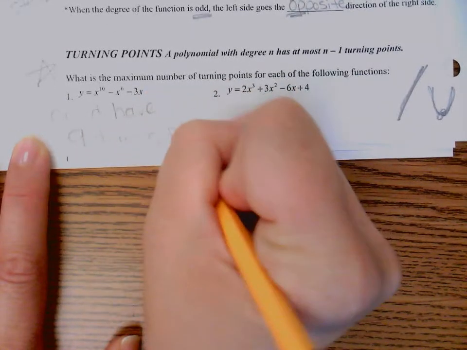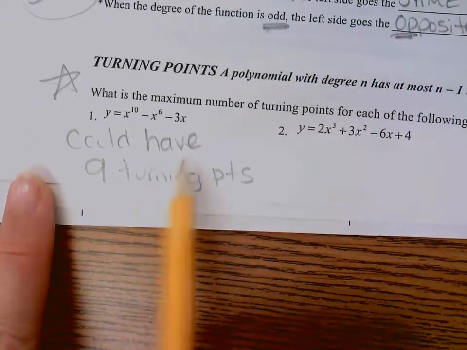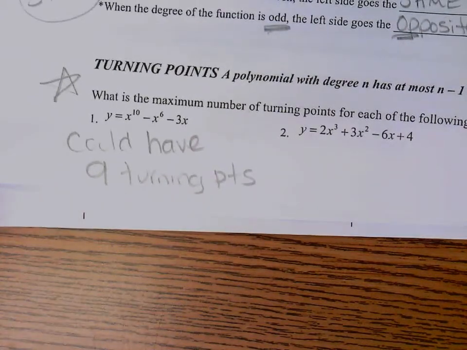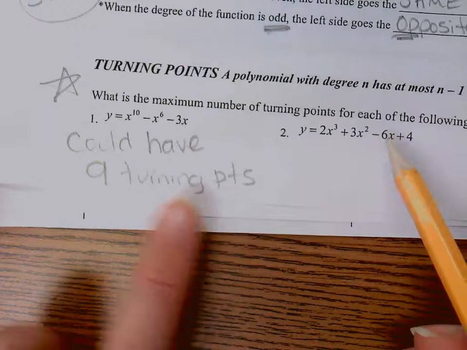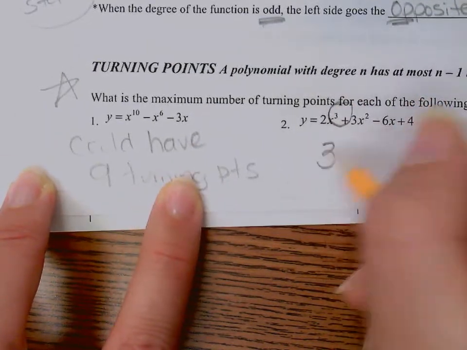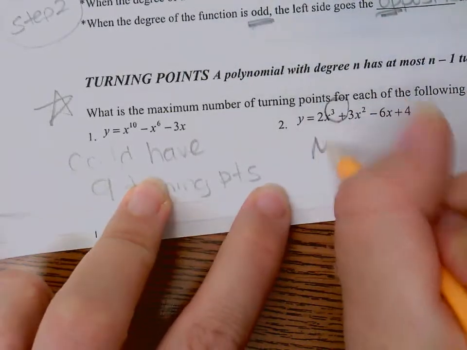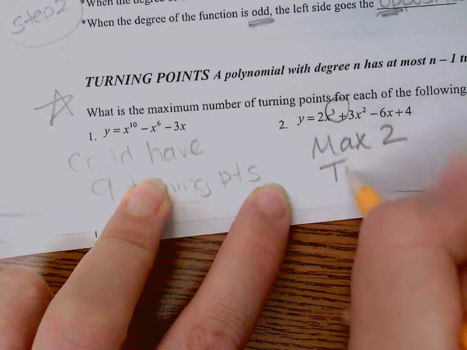So if it's a 10th degree function, it could have 9 turning points. Chances are it's not going to have 9. I don't know why the picture is so light. So it could have 9 turning points. And this one, if this has a degree of 3, a cubic function, it could have 2 turning points. So a maximum of 2 turning points.